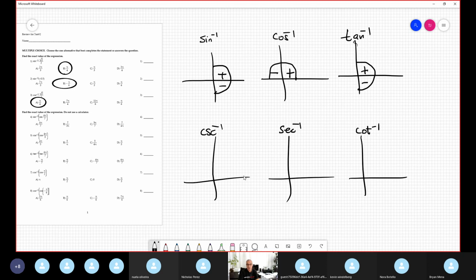It's easy to remember because tangent and sine are the same. The only ones that are different are cosine, no, cosine and cotangent. Plus, minus. The other is the same. Plus, minus. Plus, minus. End of the story. Got it?